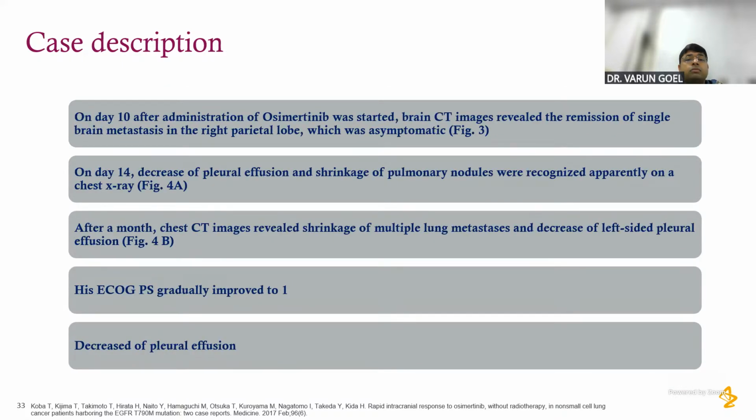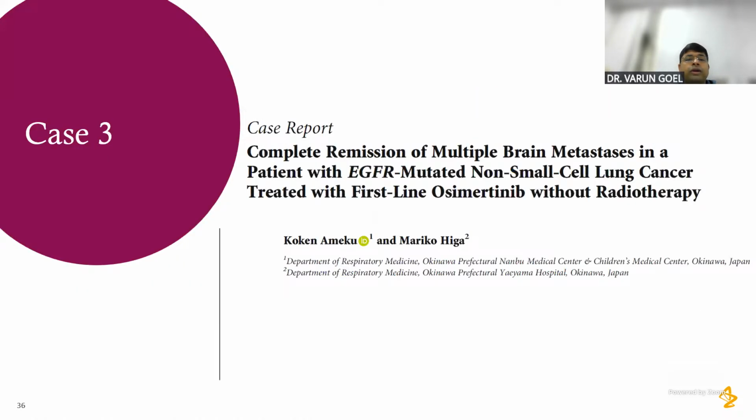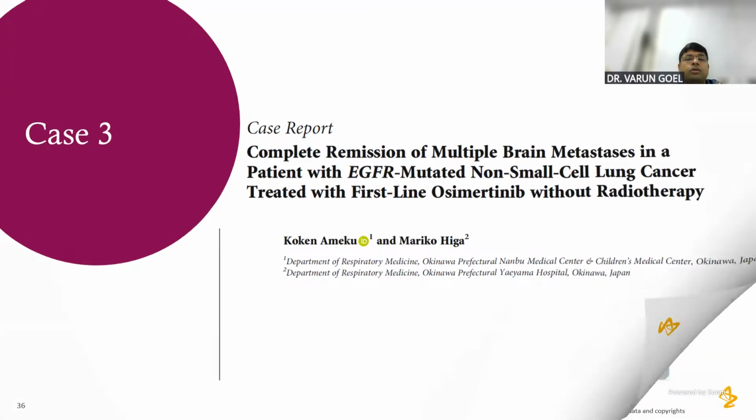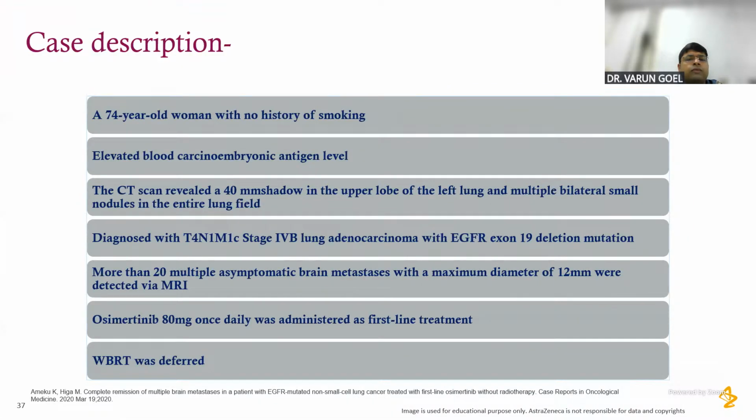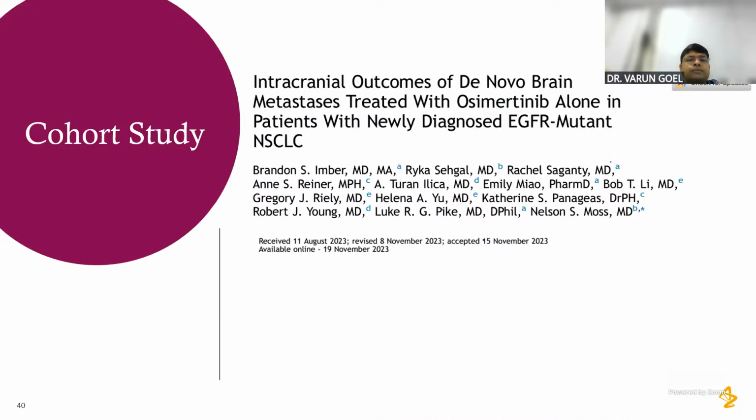On day 10, brain CT revealed remission of a single brain met. On day 14, there was decrease in the pleural effusion and shrinkage of pulmonary nodules. And after a month, chest CT revealed shrinkage of multiple lung mets. His PS improved to 1, and effusion tapping was not required later. Overall, very good result. Another case of complete remission of multiple brain mets in a patient with EGFR mutation has been published. Even here, radiotherapy was not given. So almost similar findings, very good CNS response.